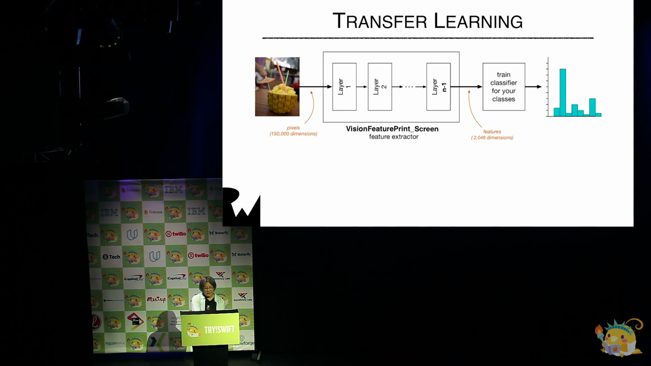Transfer learning processes each image through all the layers of the base model except the last, the classifier. The other layers extract features, like the ones in Eileen's talk, that are useful for classifying images. Instead of the base model's final classifier layer, transfer learning trains a custom classifier to get the classes that you want.